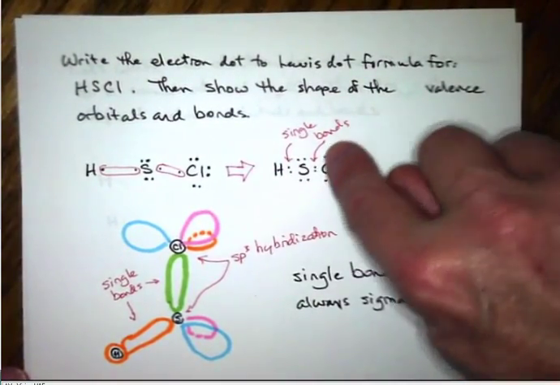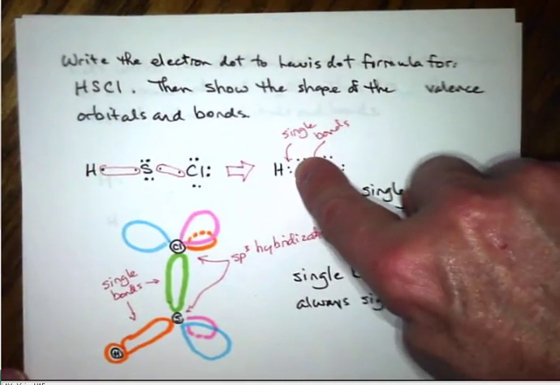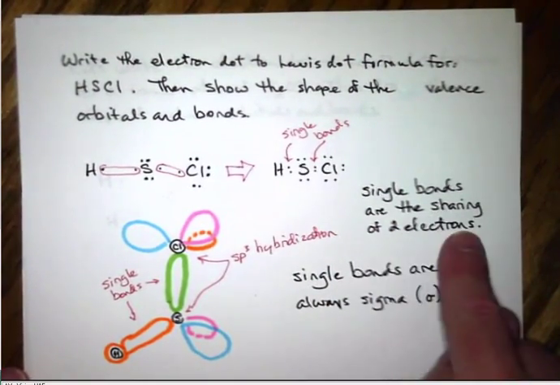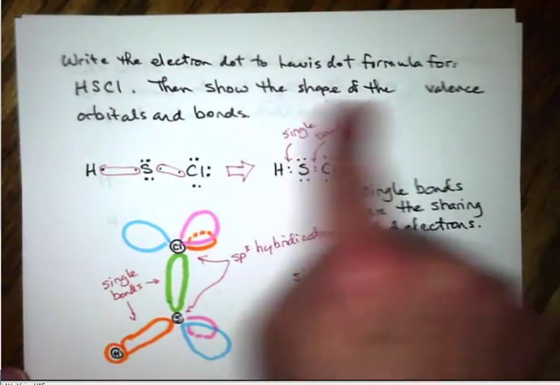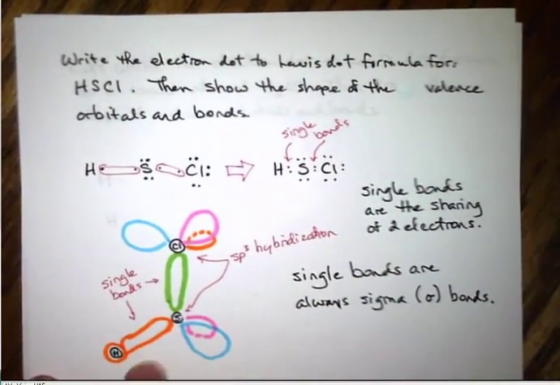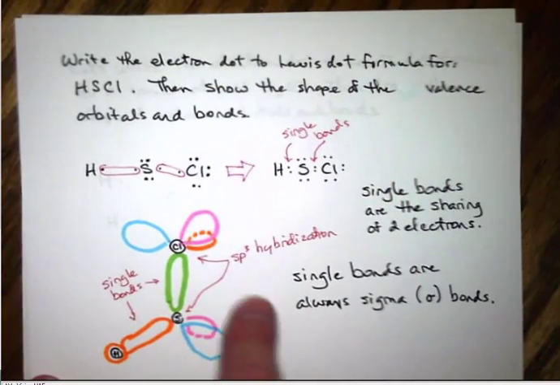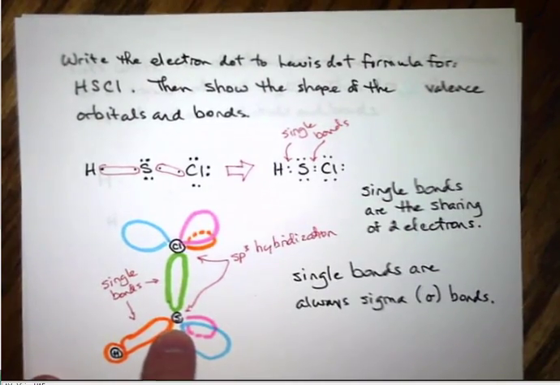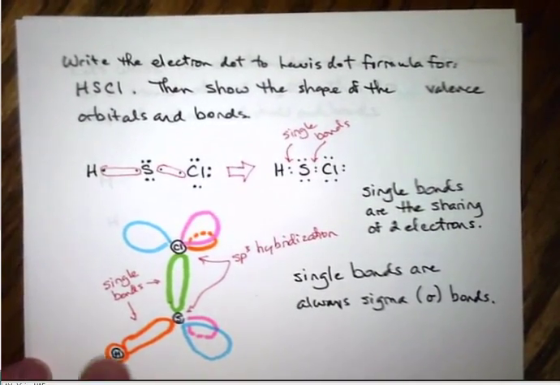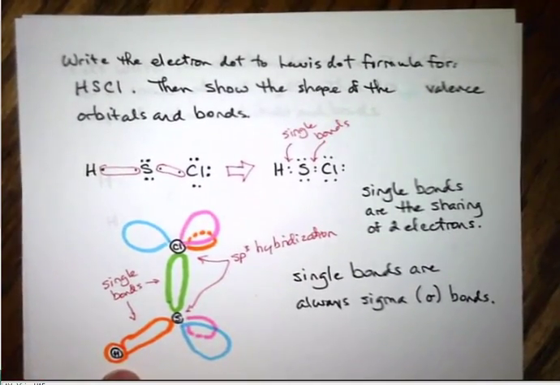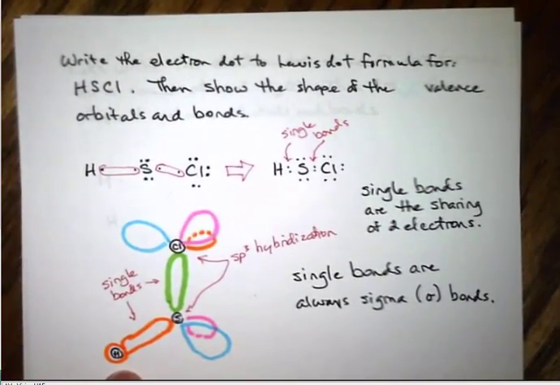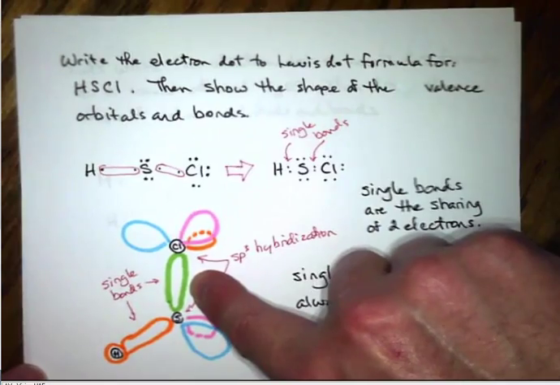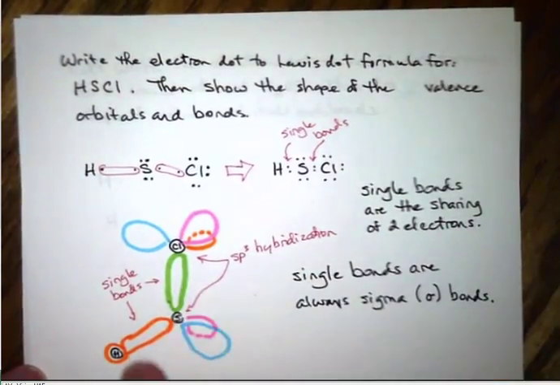I was just pointing out that this sharing of 2 electrons and this sharing of 2 electrons between atoms is called a single bond. Single bonds are the sharing of 2 electrons. Then if we're drawing out the shape of the valence orbitals and bonds, this is what we get. This is an sp3 hybrid because we hybridized all 4 orbitals. Technically, hydrogen's hybridized. We just don't call it anything because knowing that doesn't really help us much. So sp3 hybridization, and these are single bonds because inside this cigar shape or wiener shape are 2 electrons.